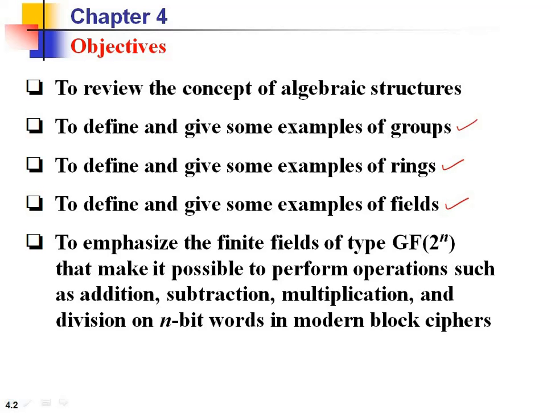Apart from them, we will also be discussing the finite fields of type GF(2^n). Using this finite field, we can perform operations like addition, subtraction, multiplication, and division on n-bit words in modern block ciphers.